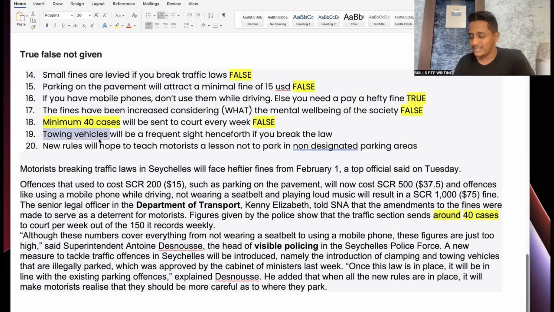Towing vehicles. Okay, what is the answer for the 19th one? Think and answer. False. Pallavi, why are you writing not given for everything? Towing vehicles is given.